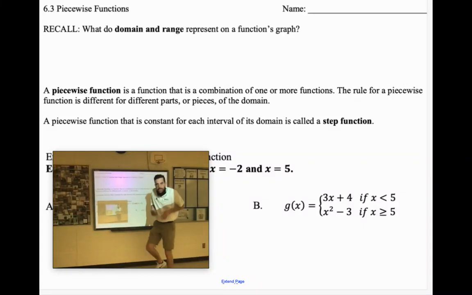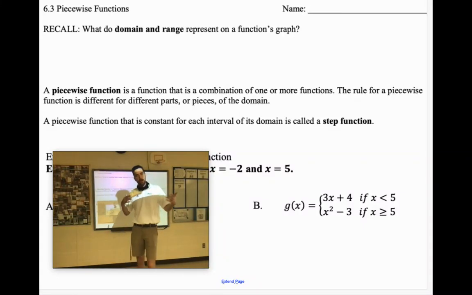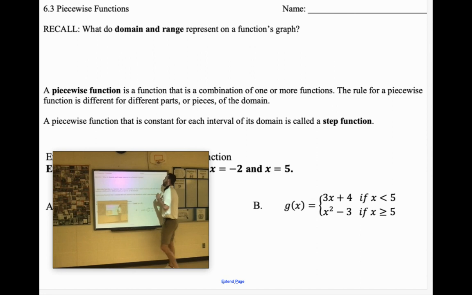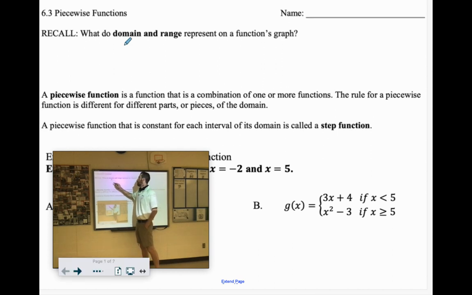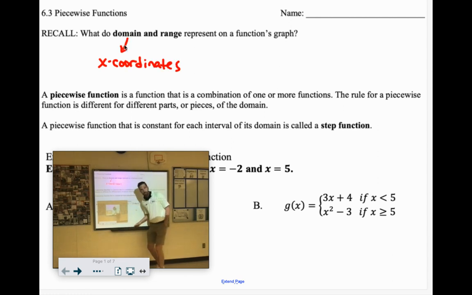Today we're talking piecewise functions, alright? Piecewise functions. So with piecewise functions, you're graphing different pieces of the graph. What do domain and range represent on a function's graph? So domain, oh boy, those are your x coordinates. And then can you guess what the range is? The range are your y coordinates.